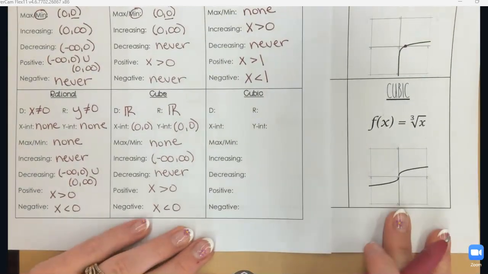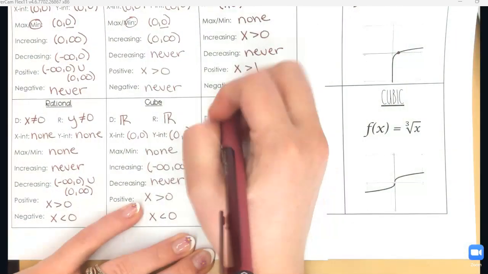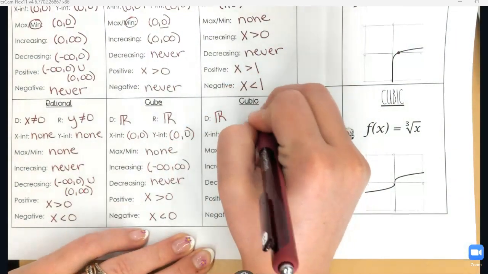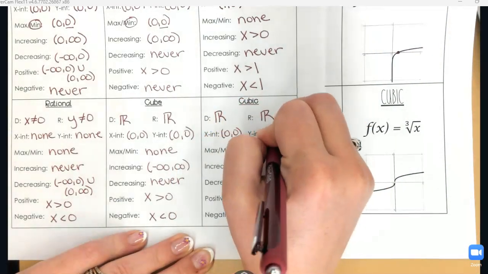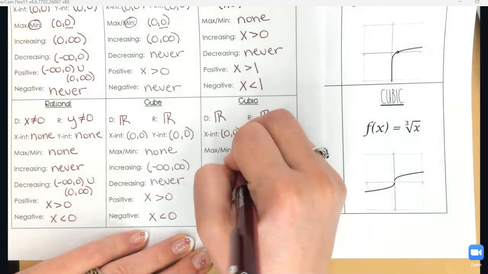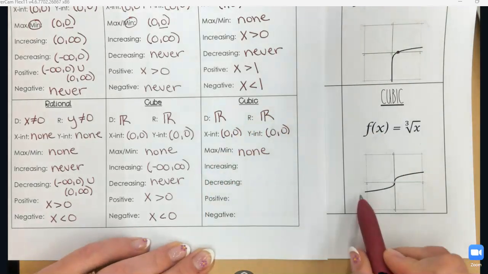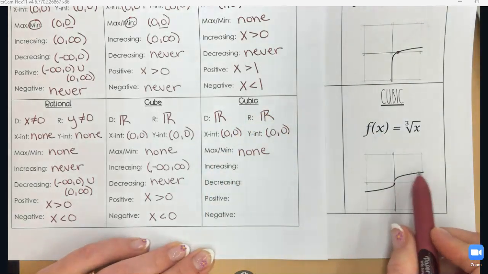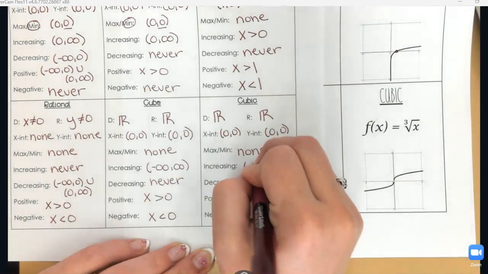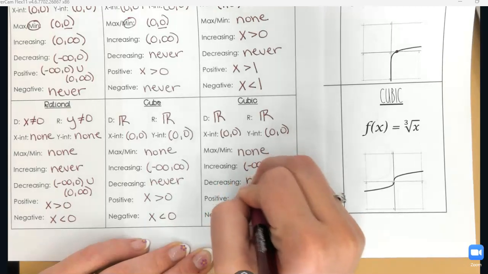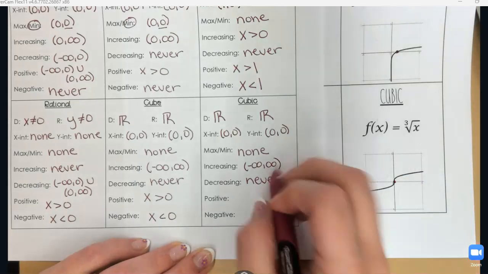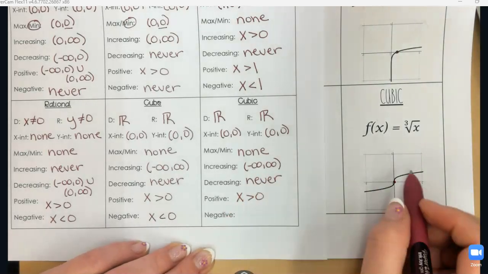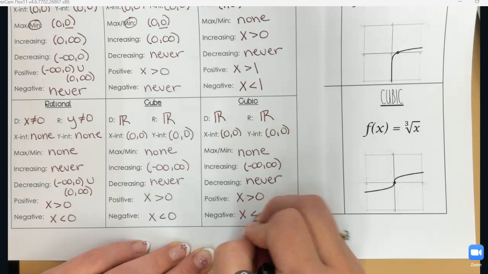Okay, cubic, my domain and range, again, are all real numbers. Passing through the origin gives me my x and y intercepts. I don't have a maximum or a minimum. And I'm walking uphill across the whole thing, even across that point of inflection. It never becomes decreasing. We're positive starting at that 0 when x is greater than 0, and we're negative when x is less than 0.